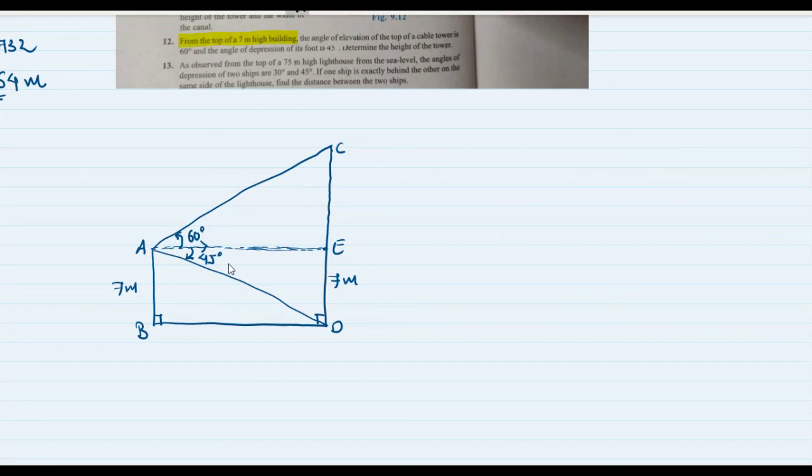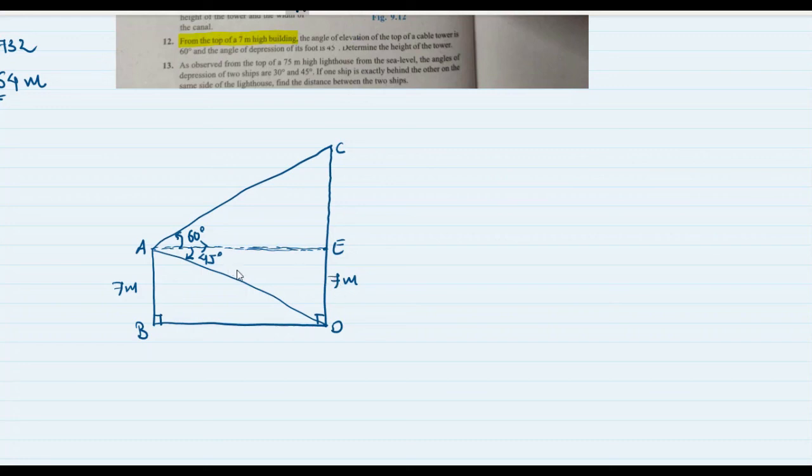So depressing your eyesight or looking down is forming this angle of depression, which is 45 degrees. When you are looking at the bottom of the cable tower, you are depressing your eyesight by 45 degrees. But when you are looking at the top of the cable tower, you are raising or elevating your eyesight by 60 degrees. So that's why these two angles over here.